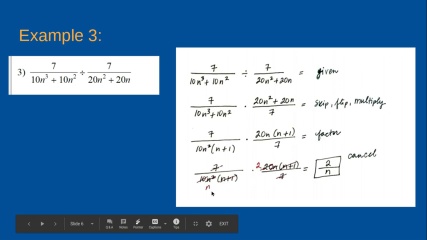Now just read across the top. All that I have left on the top is the 2. 2 is the only thing that didn't cancel. And what's left on the bottom? The n. The n is the only thing that didn't cancel. All right, when you're doing your homework, if you need to come back to this example, look in your notes or rewatch the video.